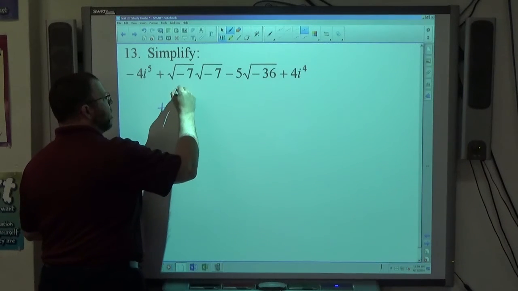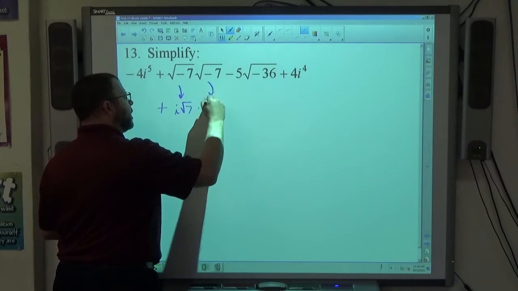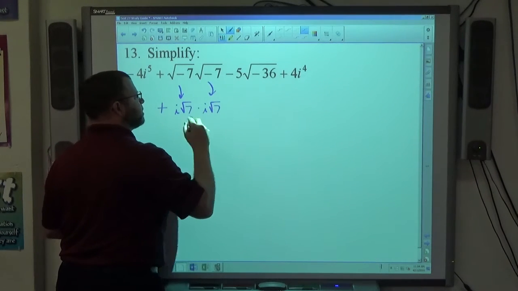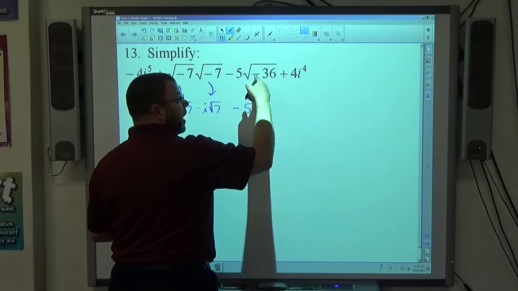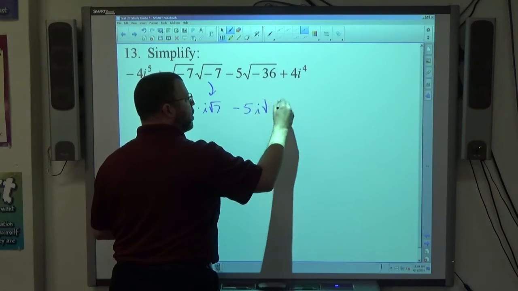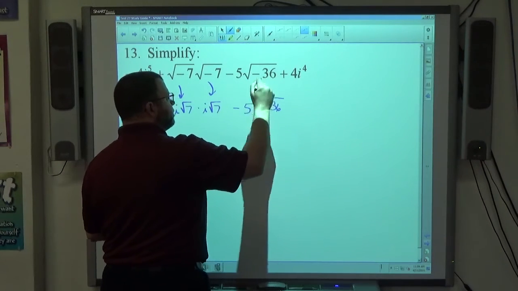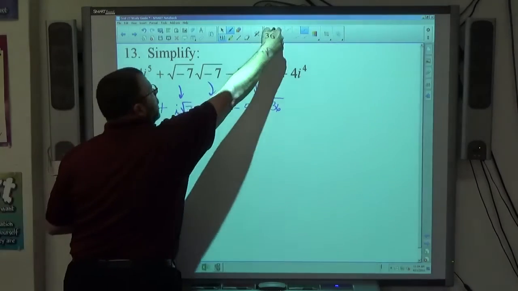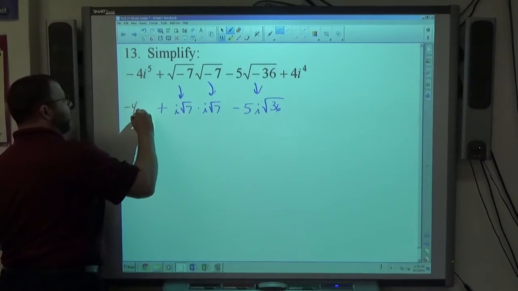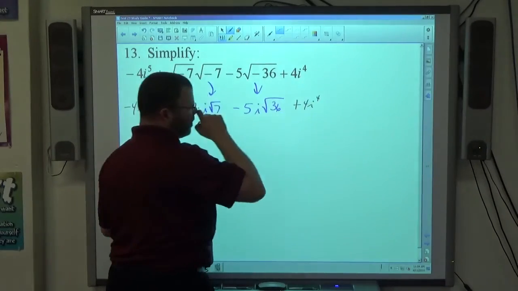So this is i times the square root of 7. That's being multiplied by another i times the square root of 7. This is going to be 5. And then, of course, i for the negative, I'll call this the square root of 36 for right now. Okay, so that's just fixing the negatives in the radicals. These two things aren't like that. So negative 4i to the 5th is fine for right now. Positive 4i to the 4th is fine for right now.